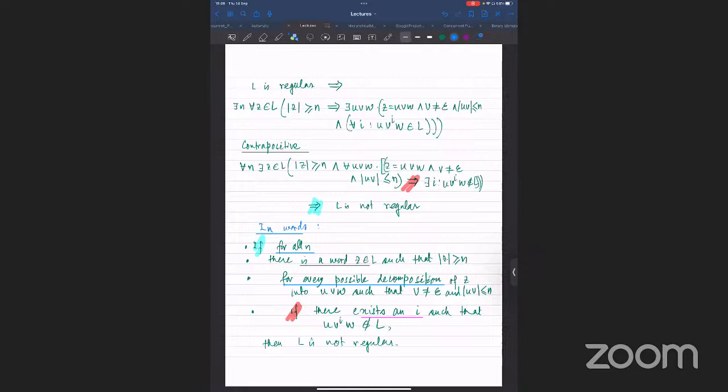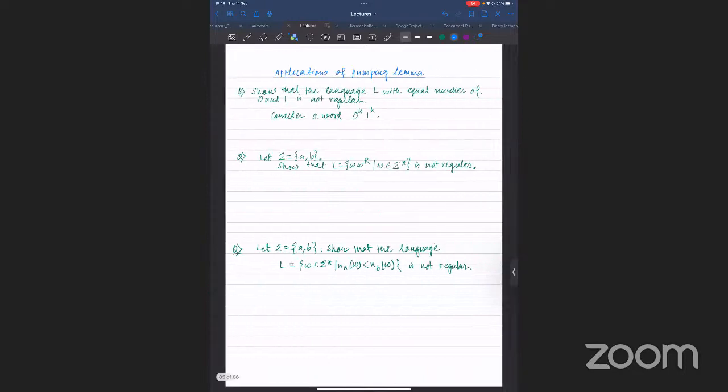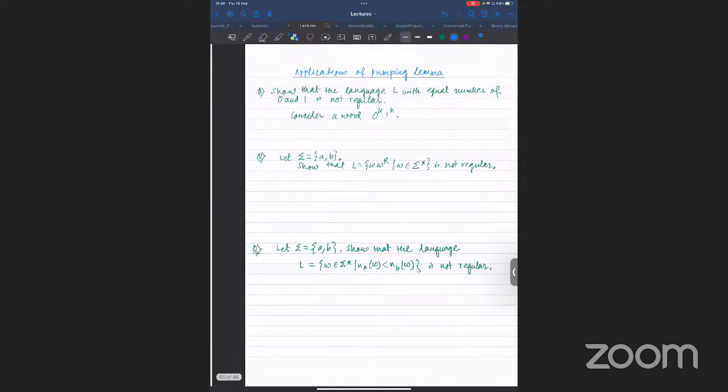So now, is it clear? Any question? Any question? Clear? Right? So this quantifier structure should be very clear when we are talking about the pumping lemma. Now, let's look at first maybe some application of pumping lemma. So can you show this?